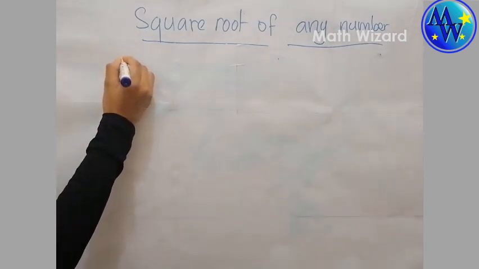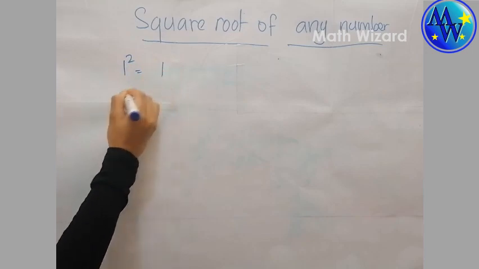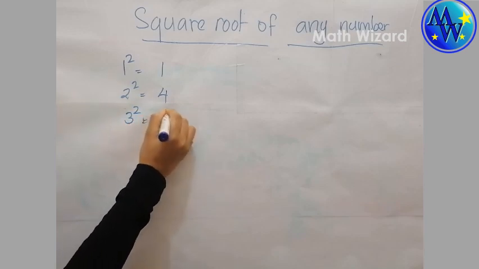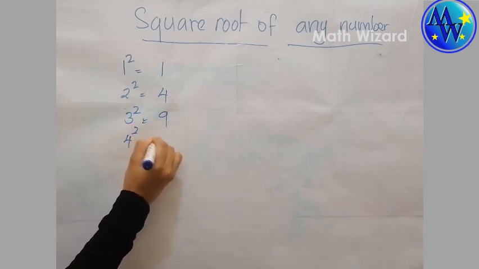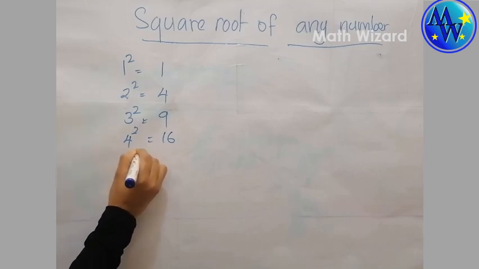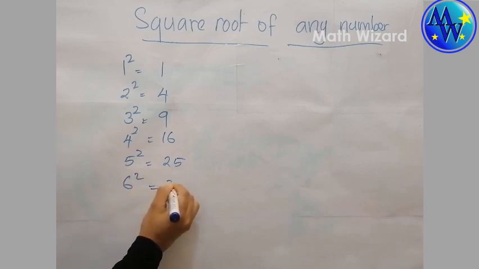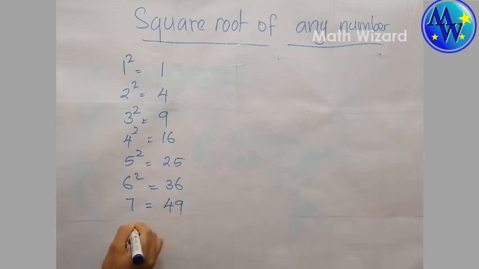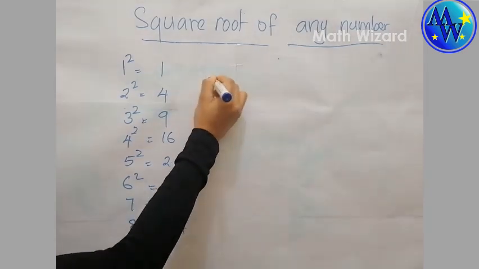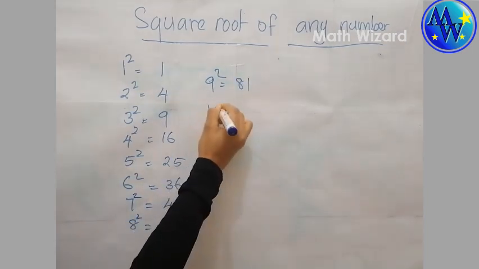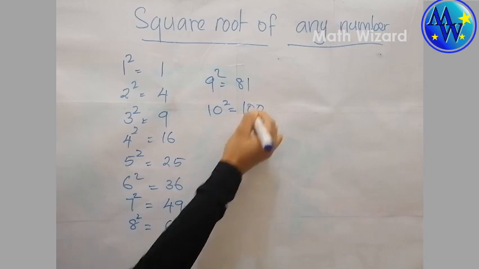1 square is 1, 2 square is 4, 3 square is 9, 4 square is 16, 5 square is 25, 6 square is 36, 7 square is 49, 8 square is 64, then 9 square is 81, and 10 square is 100.